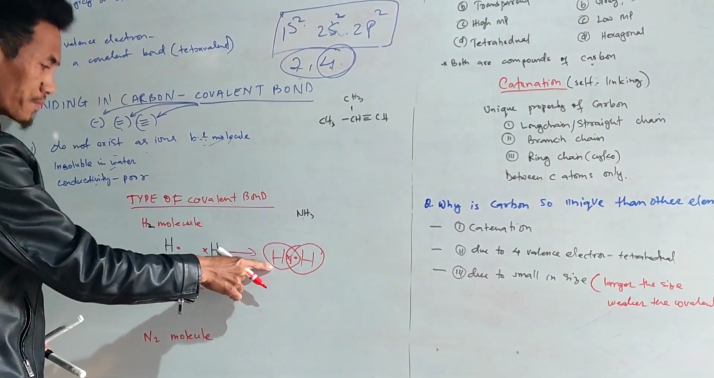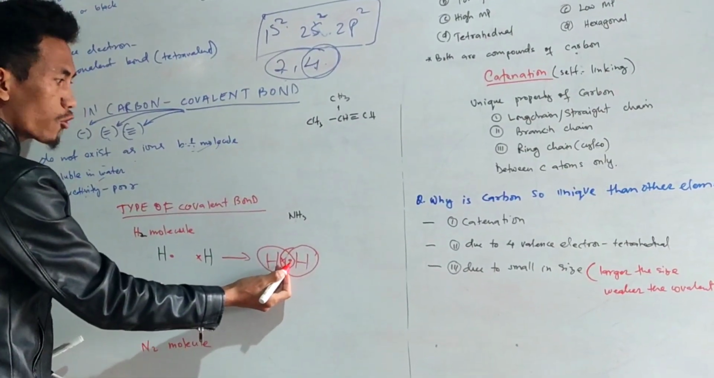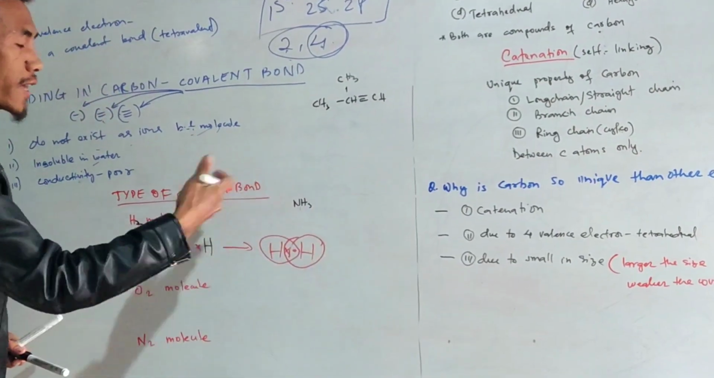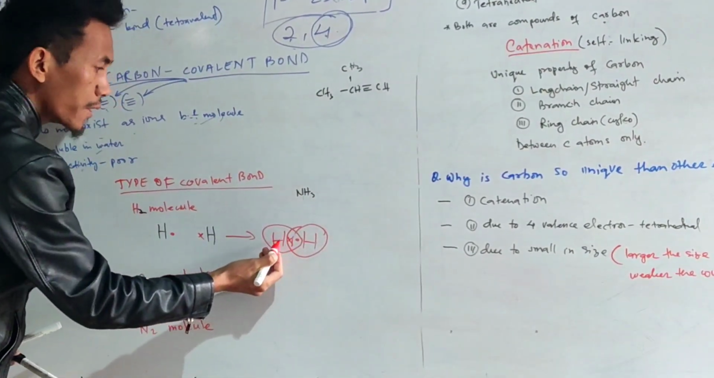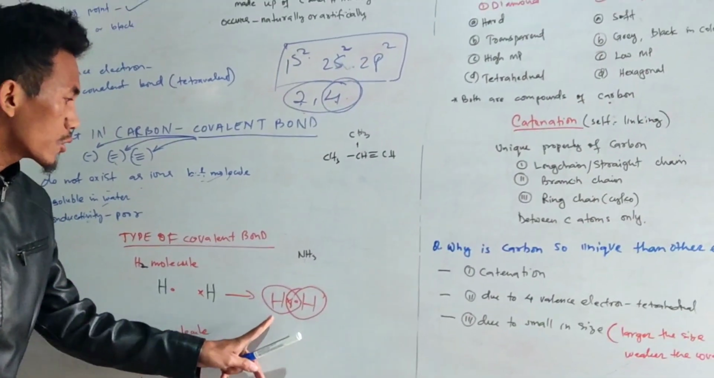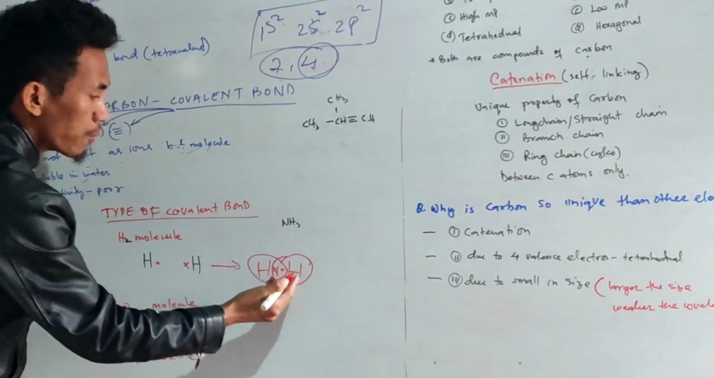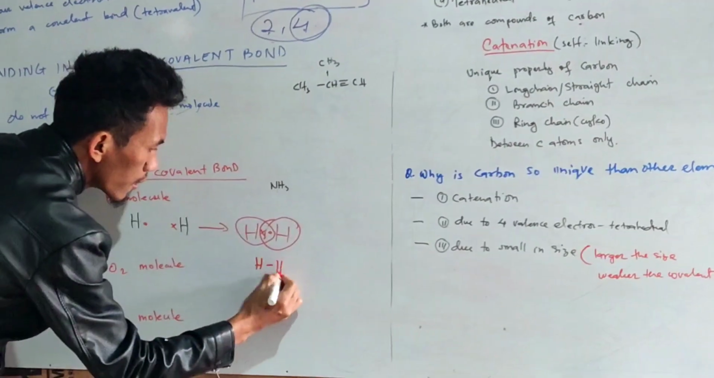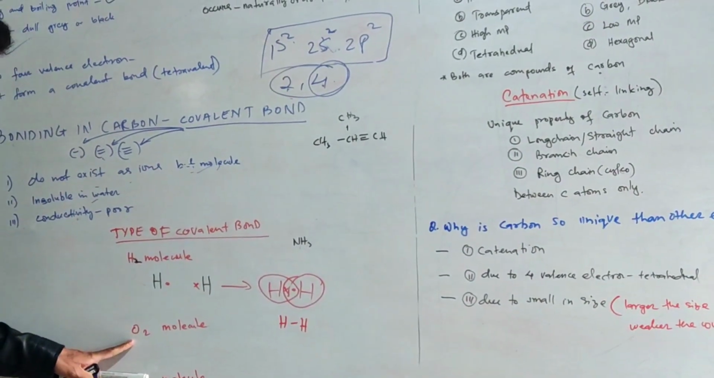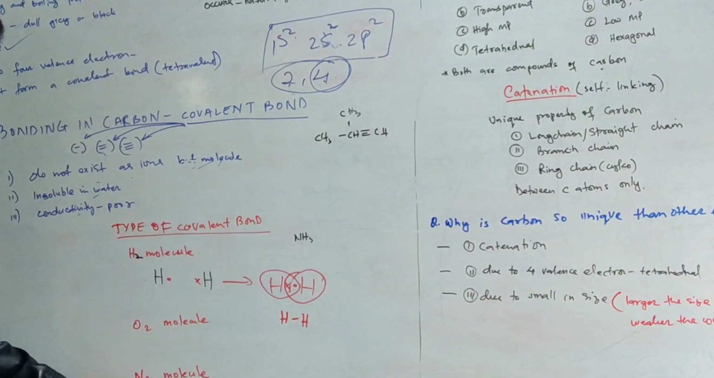One hydrogen atom attacks another hydrogen, forming a doublet. The other hydrogen also gains one electron from the first hydrogen, and now it becomes stable, a doublet. So they are sharing one pair of electrons, so the bond should be a single bond. In this case, you will find that there is a double bond. And in this case, the N2 molecule, you will find that there is a triple bond.